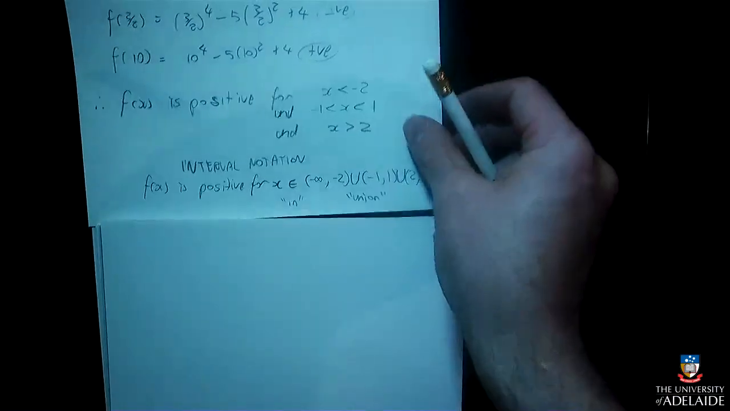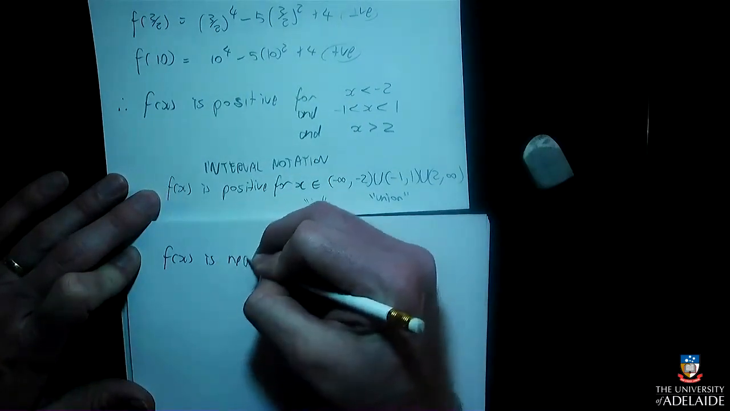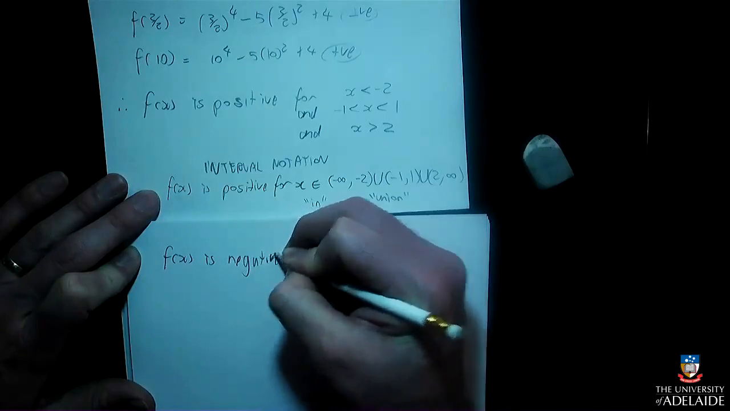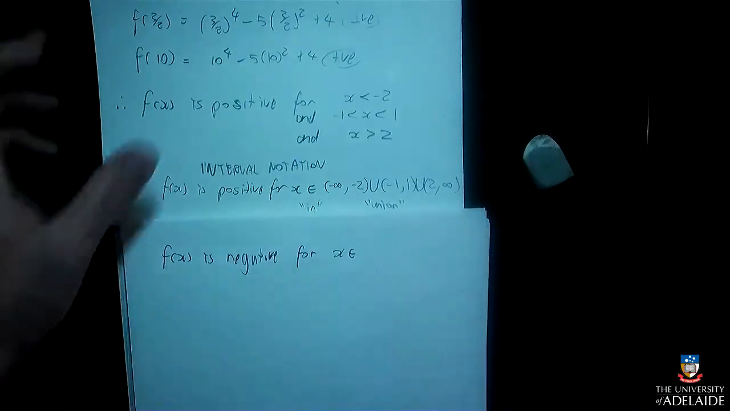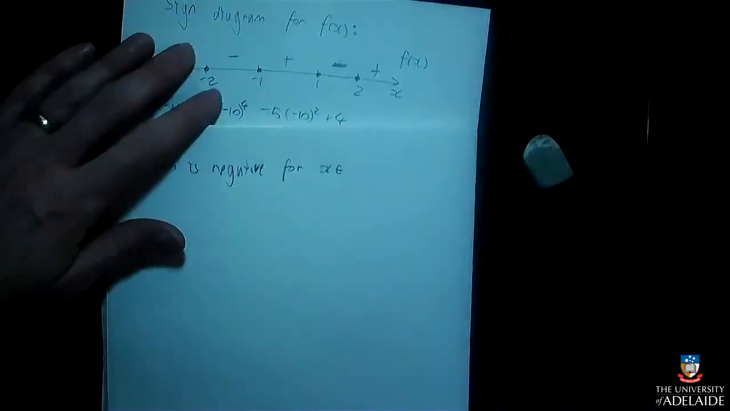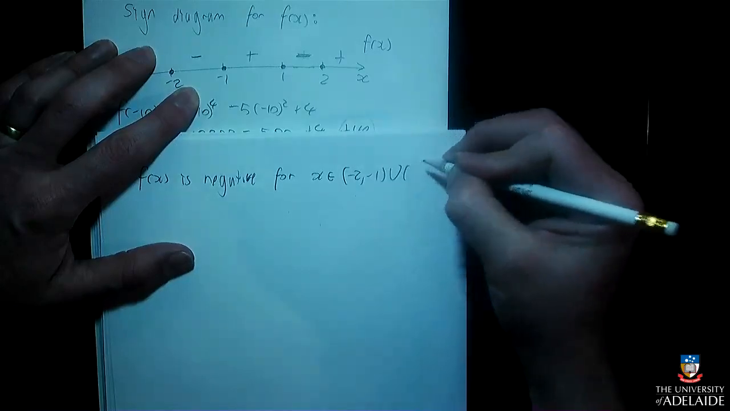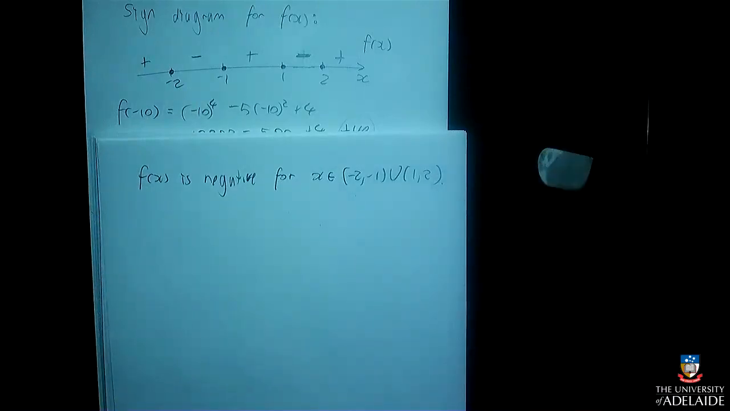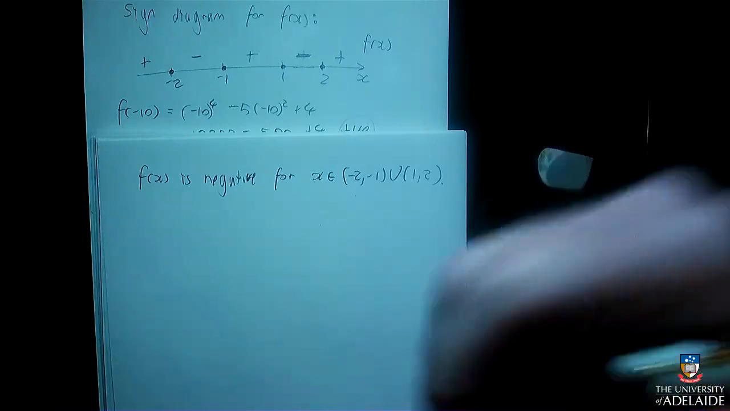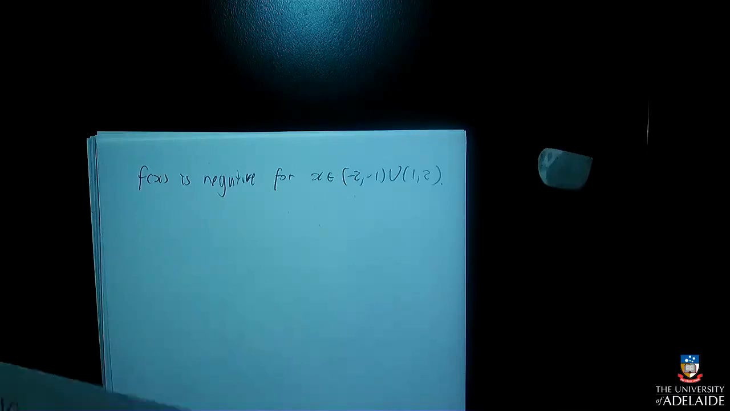And I was also asked when f of x was negative, so I can say f of x is negative for, well, let's see, let's do interval notation for x in from -2 to -1, and also from 1 to 2. So I can do it in interval notation. I'm going to do everything in interval notation from now on, because it's just a little shorter. Okay. So that was that example.